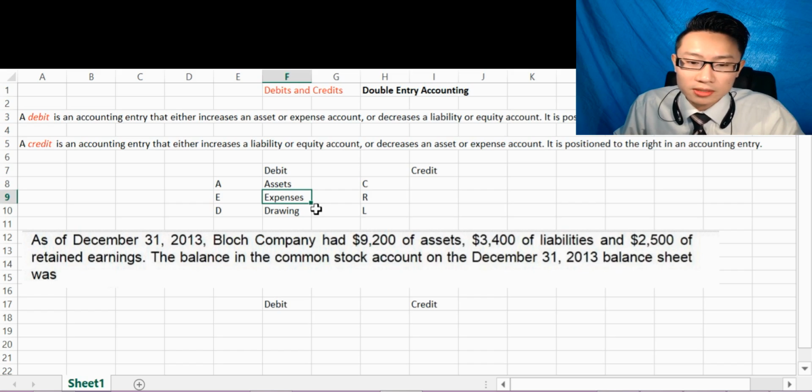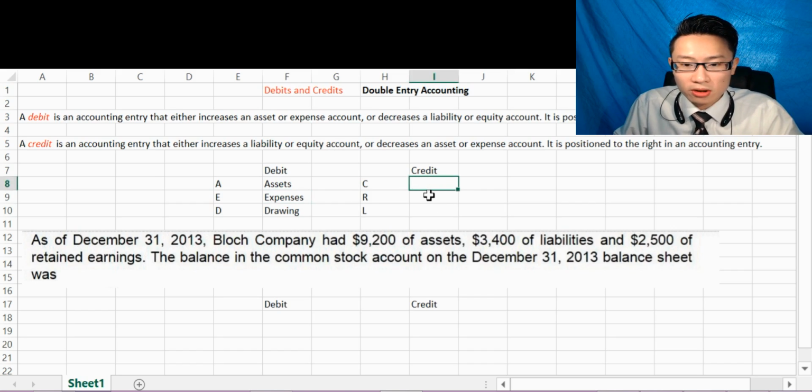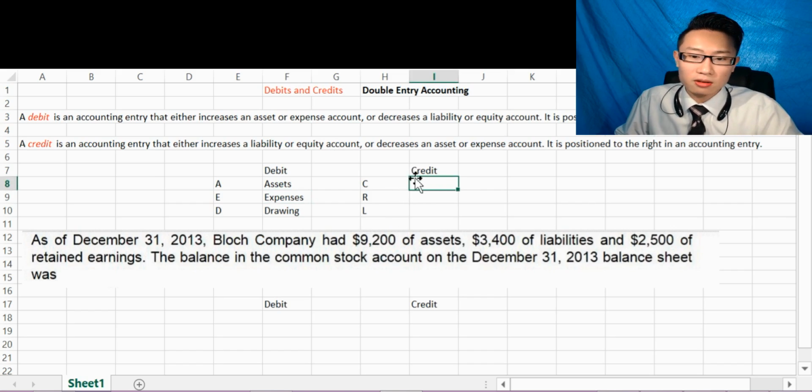Okay, so here's my little definition of the AEDs. Just memorize AED. It's very simple, just three letters, AED. And then for the credit, you would like to memorize CRL. This is going to make your life a lot easier.